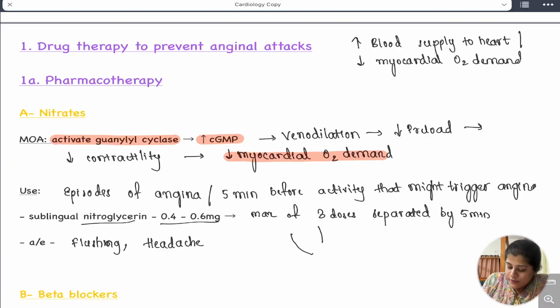When the volume of the ventricle reduces, if this is the left ventricle and this is the left ventricular outflow tract, the mitral valve comes close to the septum and increases the obstruction. Therefore, nitrates are contraindicated in patients with HOCM because they increase the obstruction. This is clear. We'll move to the next.